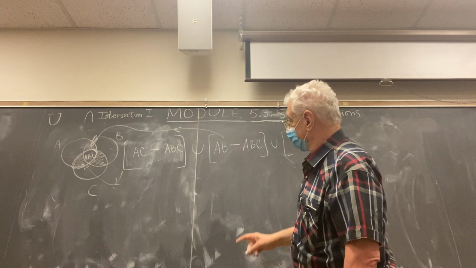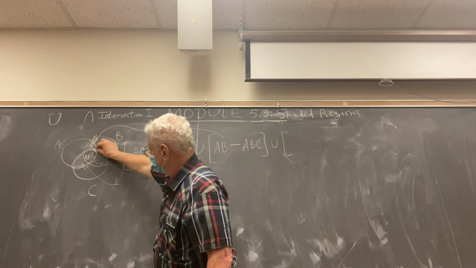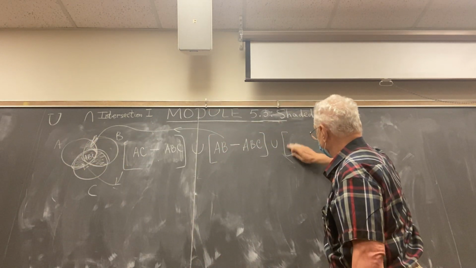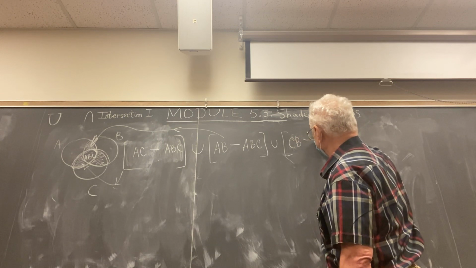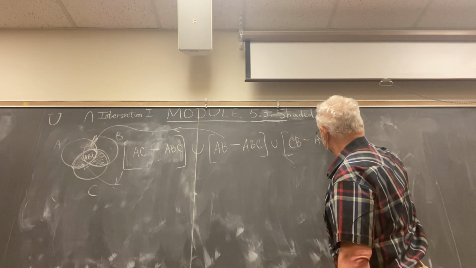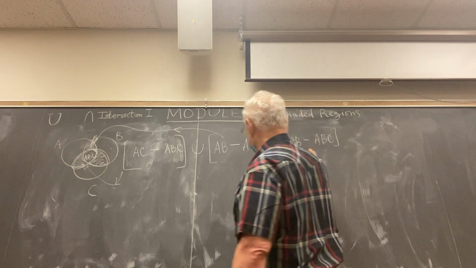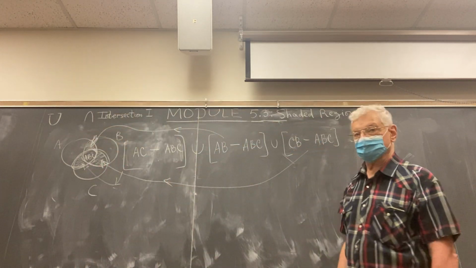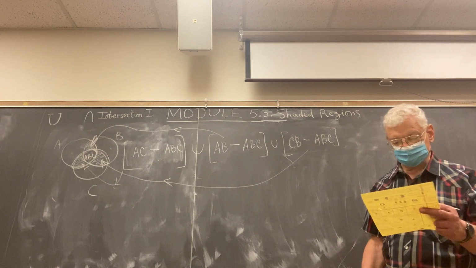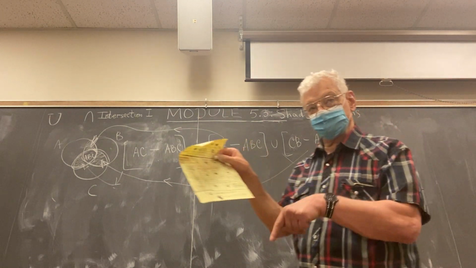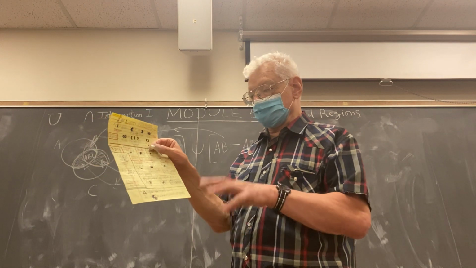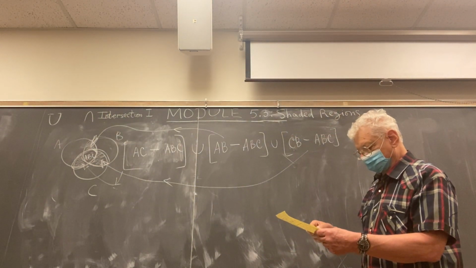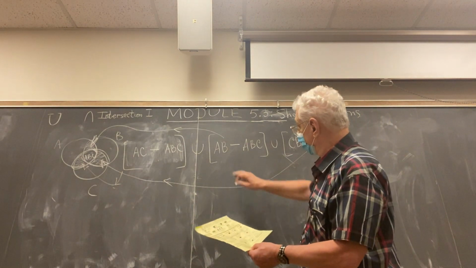And the last part will be what? I intersect C and B. Yes, CB. And minus again ABC. Okay, so this will be that part. And we got the formula. Pretty complicated, but it's written on the bottom of the page. Okay, look, it's A intersection B.